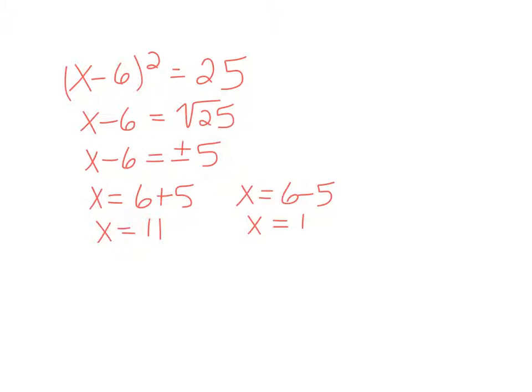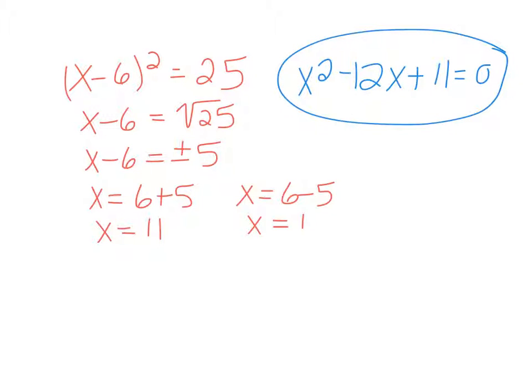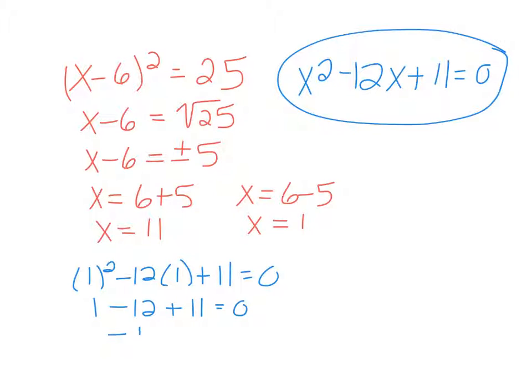Now we want to check that in the original equation, and our original equation was x squared minus 12x plus 11 is equal to 0, so we want to check both values in that equation. If we substitute the 1, we'll do that one first. So we have 1 squared minus 12 times 1 plus 11 is equal to 0. That'll give us 1 minus 12 plus 11 is equal to 0, which will be negative 11 plus 11, which will indeed give us 0 on both sides.